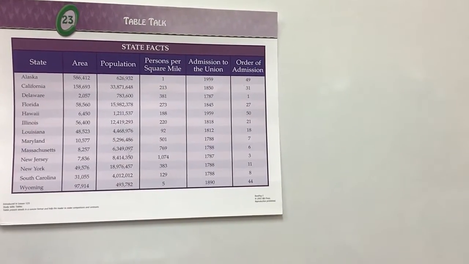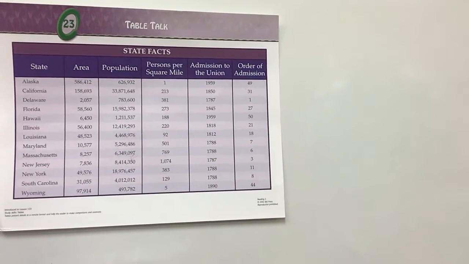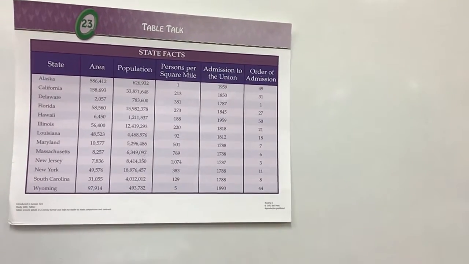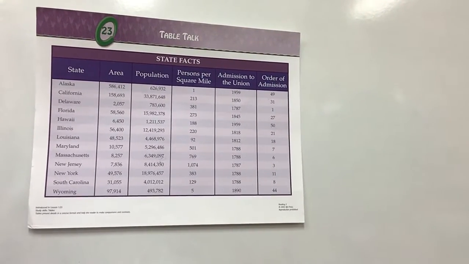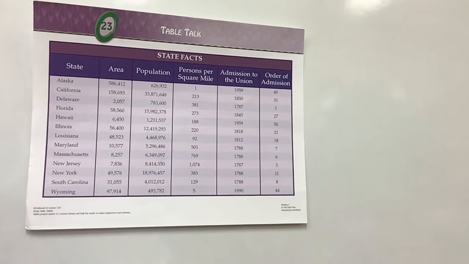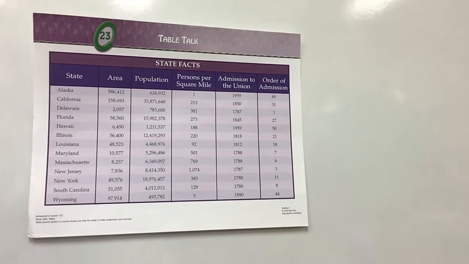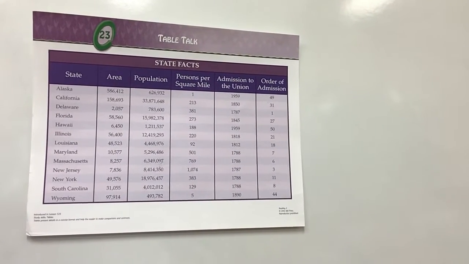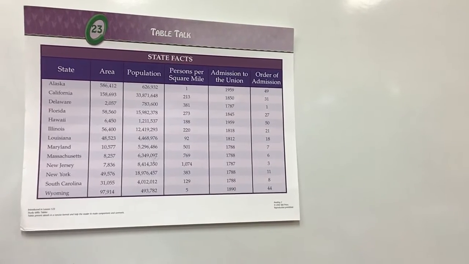Okay, now which state has the largest population? So I'm going to look under the column marked population, and I want to find the biggest number. And I see the biggest number is California. It has 33,871,000 plus people when this particular chart was made, which was 2002. So it's probably gotten larger since then.